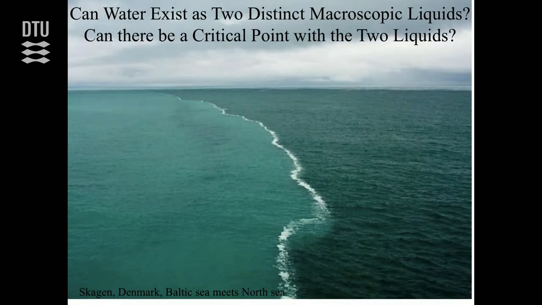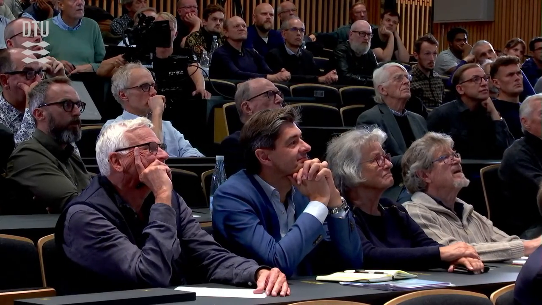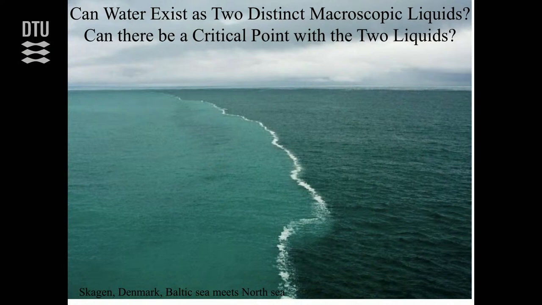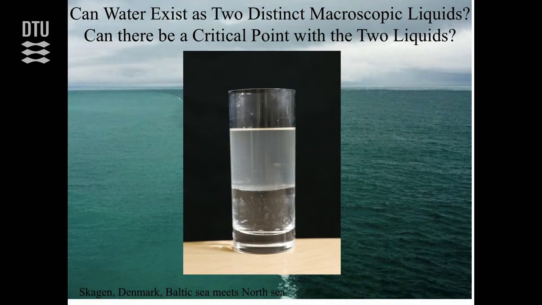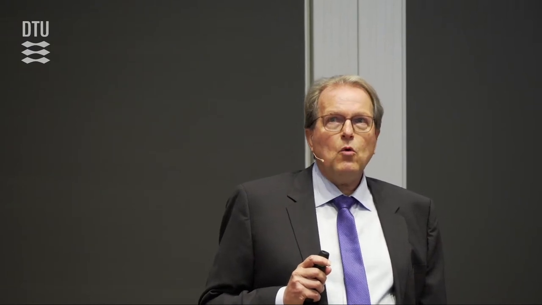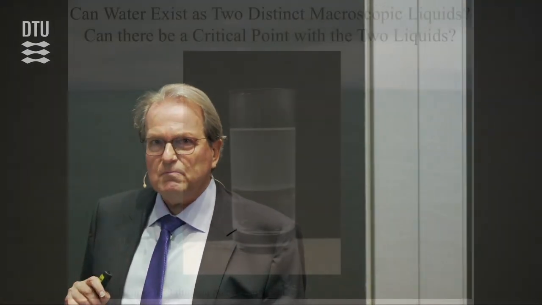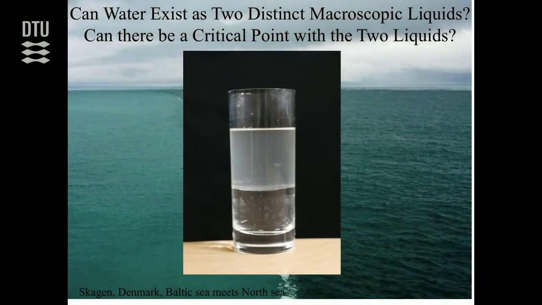So here's a picture, which Nikolai pointed out to me once, a beautiful picture I took in Denmark, up in Skagen, where the North Sea meets the Baltic Sea. And we have a separation of two oceans. Could it be that we could have two different liquids of water, both being H2O, and one having much higher density than the other? Could these two liquids then have a critical point in such a way that ordinary water is a supercritical phase? It's not a simple liquid, it's a supercritical phase, which will mean that we live in supercritical water, but not between a liquid and a gas, but between two liquid phases.